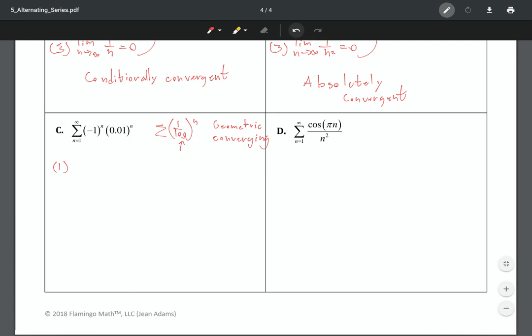And then after that, I have to figure out if I can actually do the alternating series test on this. First, is this always positive? And it is. Is this equation right here decreasing? It is decreasing. And number 3 is the limit as n goes to infinity of 1 over 100. Is that 0? And it is, right? So this is also convergent. So this is going to be absolutely convergent.